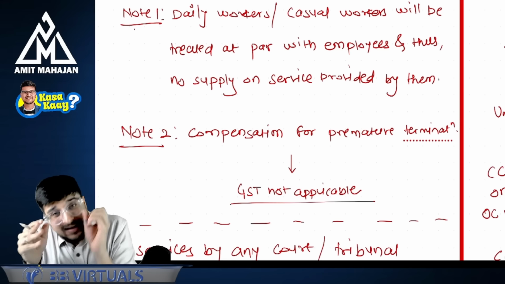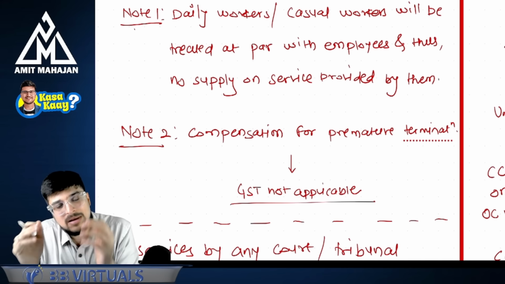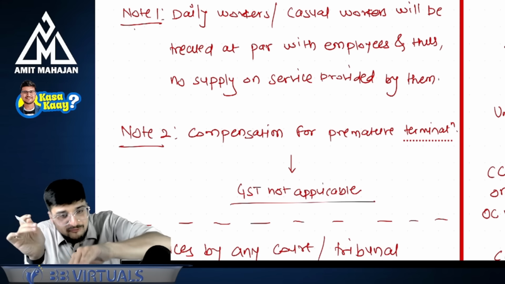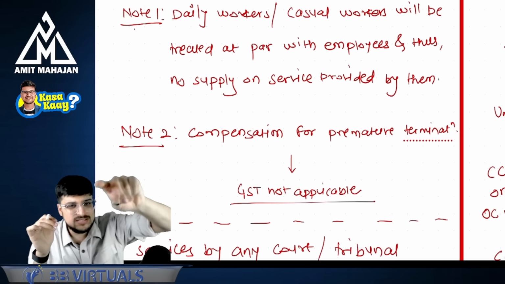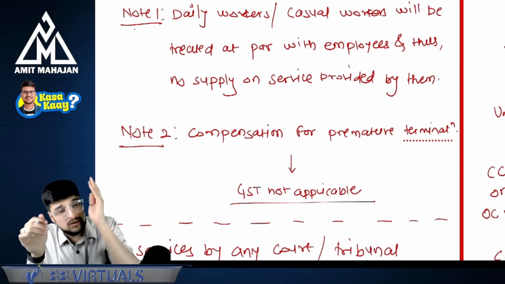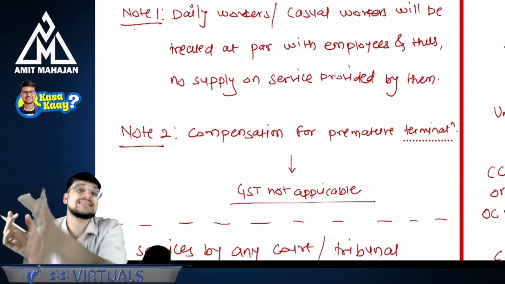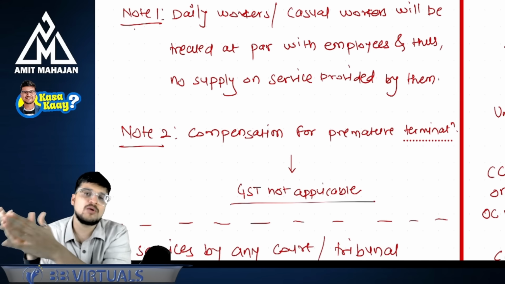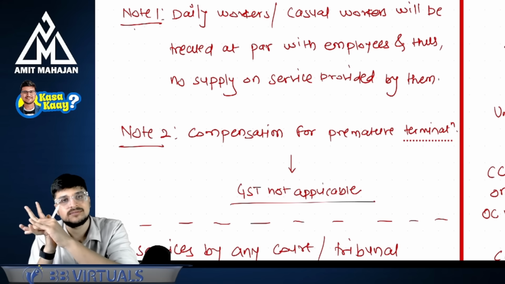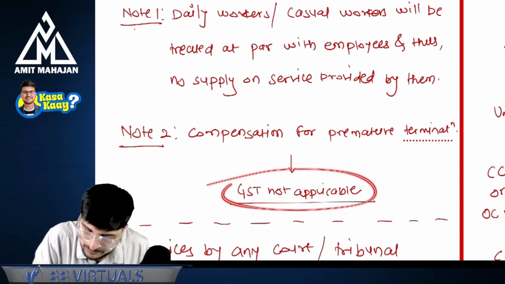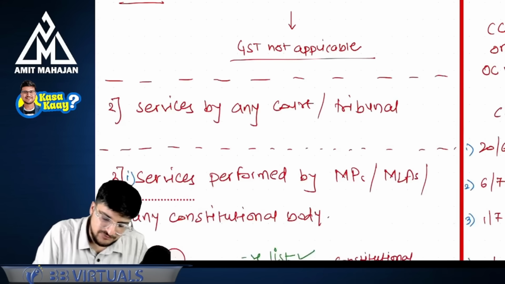So take an example, I pay you the compensation. At the time of payment of the compensation, you are still my employee, right? And that's why whatever compensation you're receiving, that is as an employee, and that's why GST will not be applicable, which means under employment itself, you are getting the compensation. So GST will not be applicable. Perfect. This is the first point.